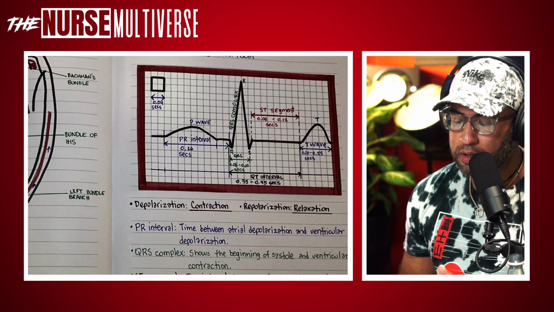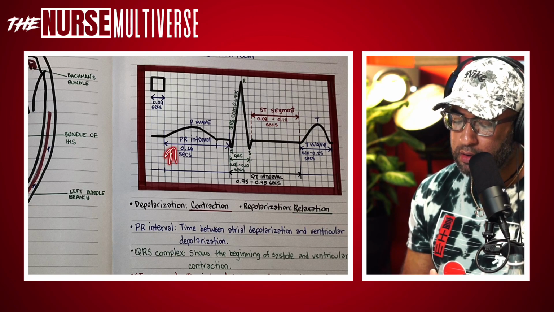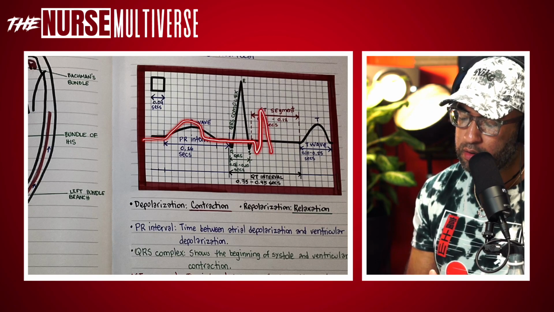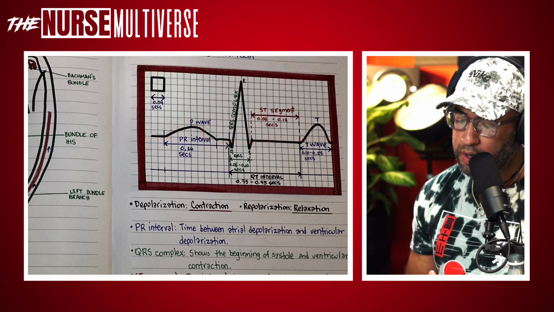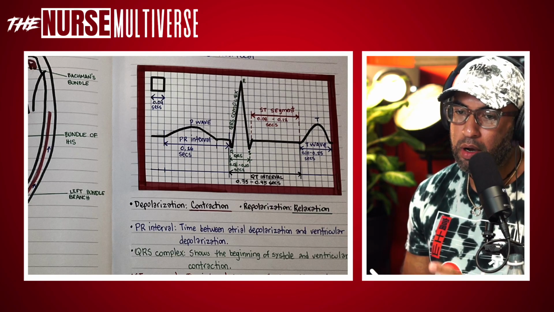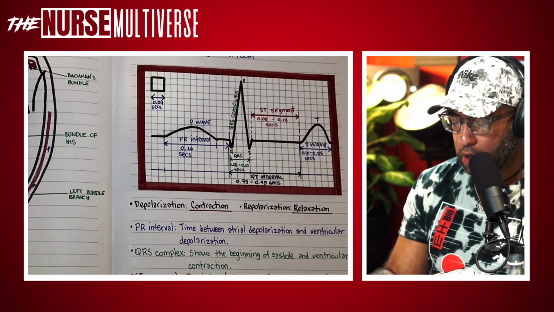The other conduction problem that involves the P wave or the PR interval is that the PR interval is going to start increasing. So basically it's going to be like that. So there are different types. You have first degree block, second degree block, and there are two types of second degree block. And then you have third degree block. We're not going to cover that today.